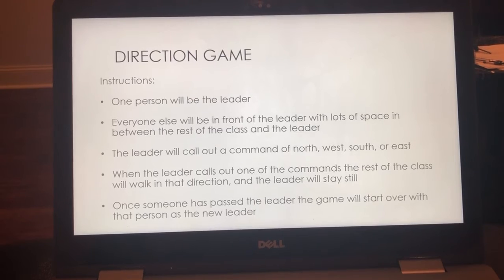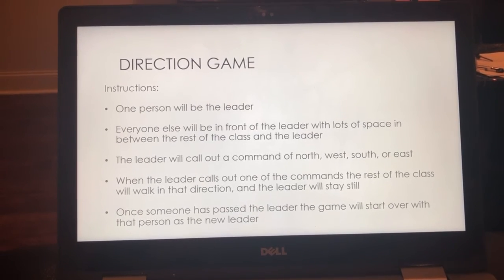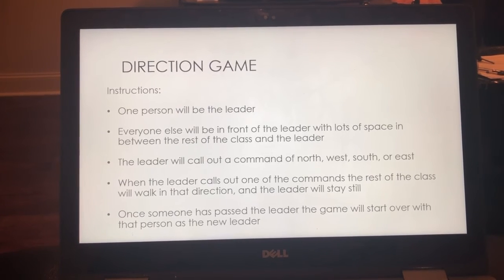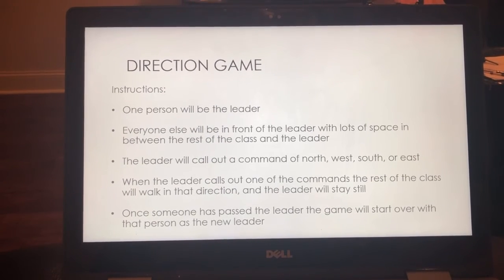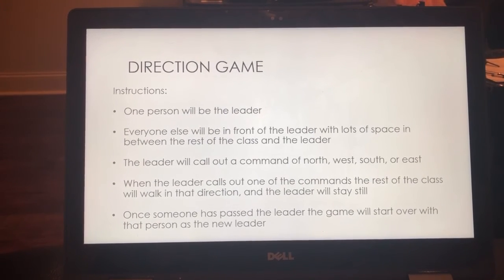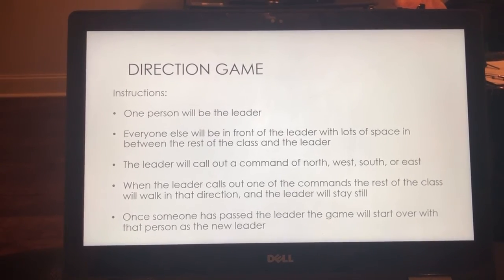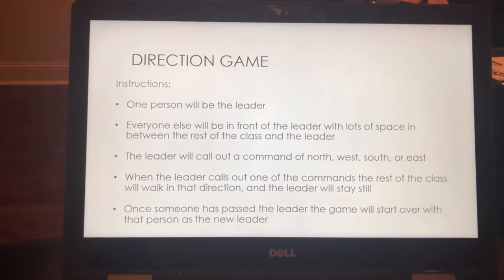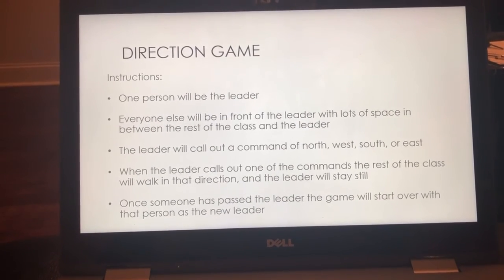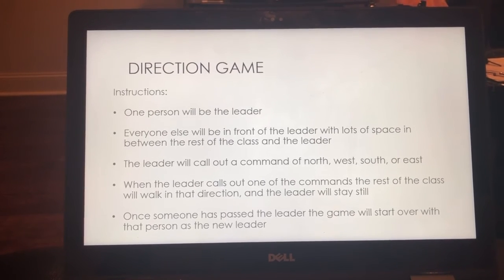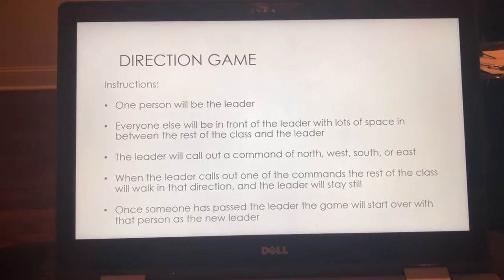Then the leader will yell out either north, west, south, or east, and the rest of the class will go in that direction while the leader will stay still. The first person to walk past the leader will be the new leader, and the game will start over. We will do this a few times. As you get comfortable with it, we might change it up and add northeast, southeast, and more like that.